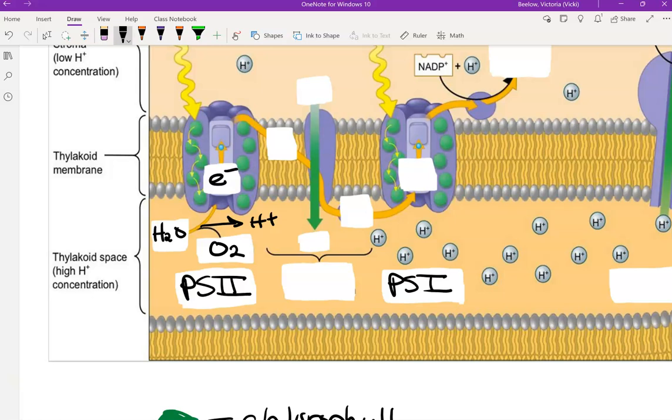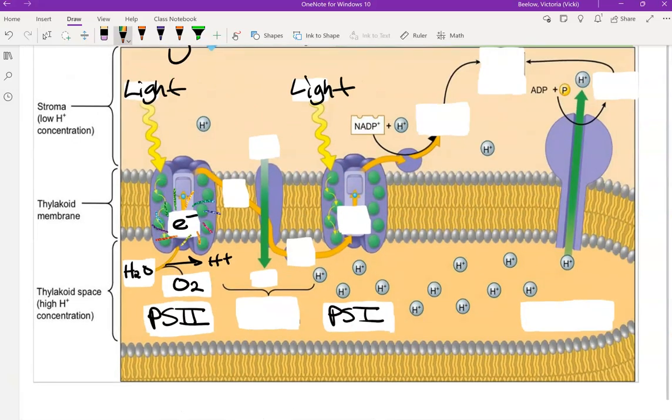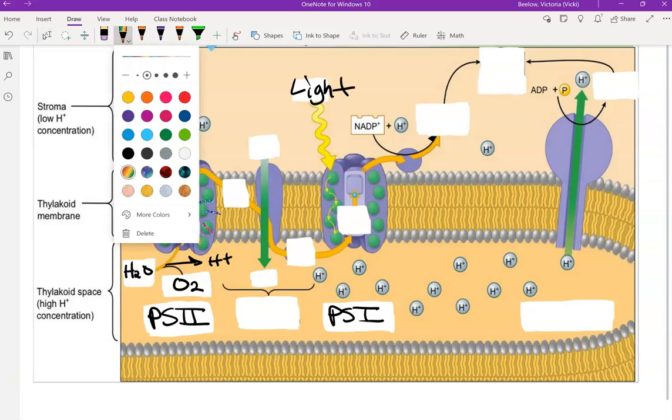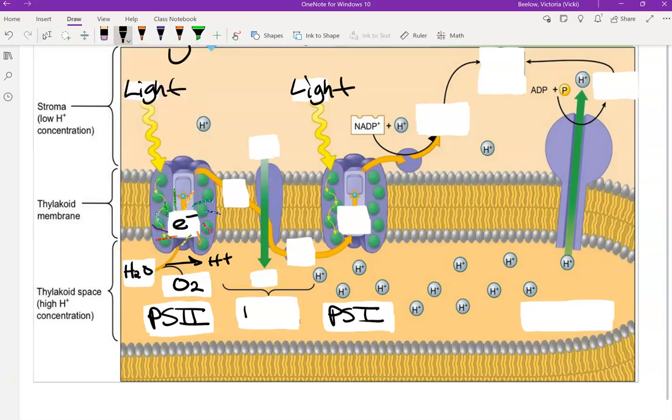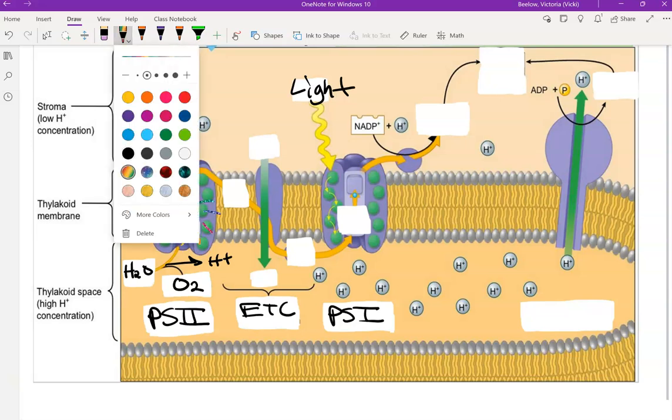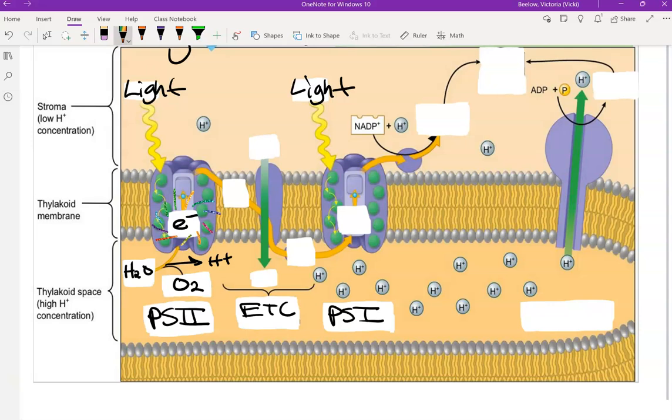So the electron will enter photosystem 2. And along with that sunlight, it's going to energize that electron. So now that electron has energy, so it is ready for the next step. And the next step is going to be the ETC, the electron transport chain. So now that this electron has energy, it's going to move through the electron transport chain.